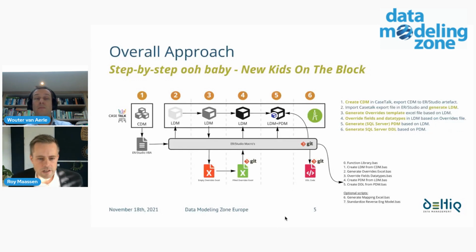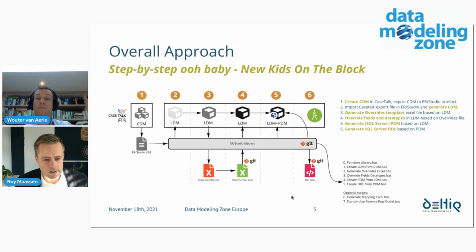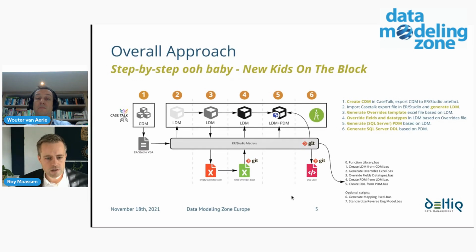And in the fourth step, we fill the overrides file with all the overrides we want to commit on the initial logical model that was generated from the CaseTalk. And in the fifth step, we generate the physical data model, and in the sixth step, we generate the DDL script. This all is being backed up by a bunch of macros that we've developed in ER Studio. I'll be showing you the working of the macros later on in the demo.